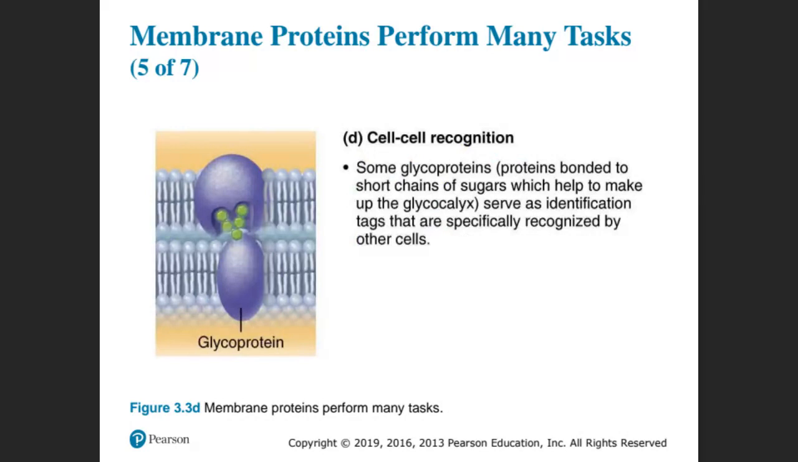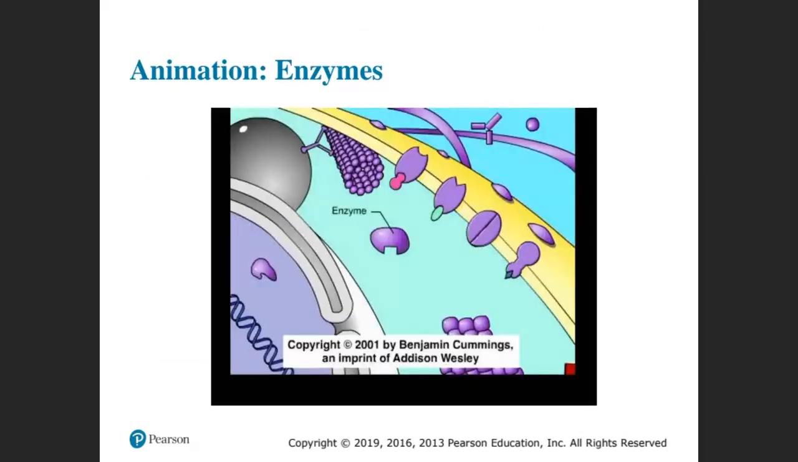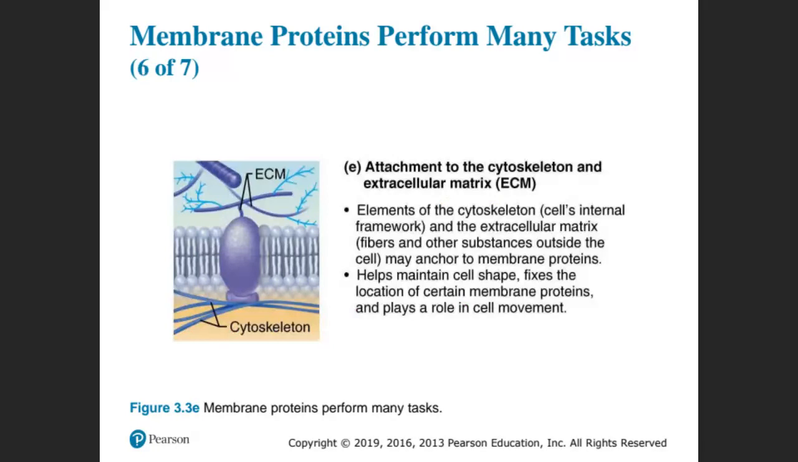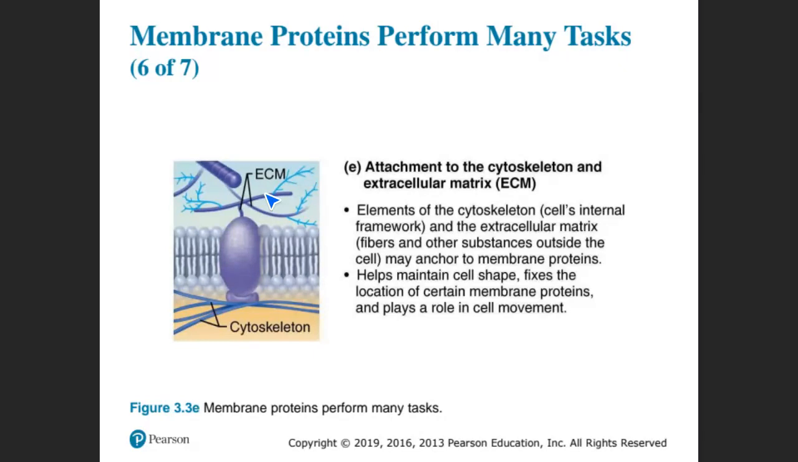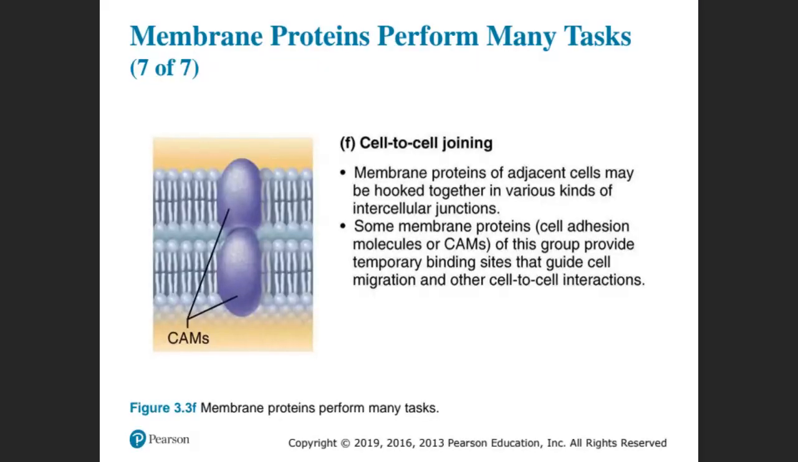That allows cells to communicate with each other, and they can also act as cell-to-cell anchors that attach different structures to the cell. So in this picture, for example, we see attachment to the cytoskeleton and the extracellular matrix. This will make more sense in chapter 4 when we talk more about the matrix and what it is. So I'm going to hold on to that thought for later.